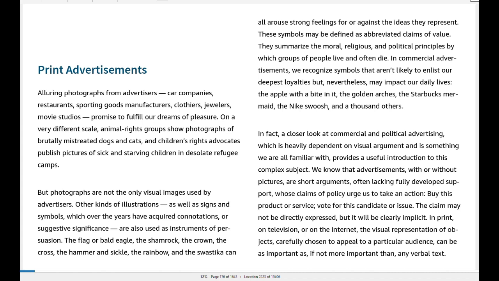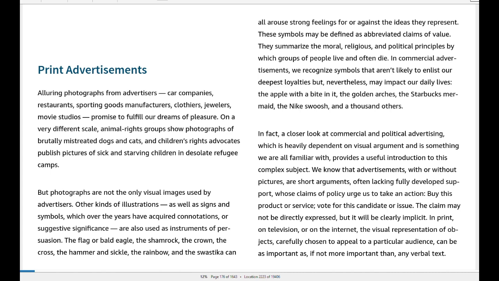These symbols may be defined as abbreviated claims of value. They summarize the moral, religious, and political principles by which groups of people live and often die. In commercial advertisements, we recognize symbols that aren't likely to enlist our deepest loyalties, but nevertheless may impact our daily lives. The apple with the bite in it, the golden arches, the Starbucks mermaid, the Nike swoosh, and thousands of others.